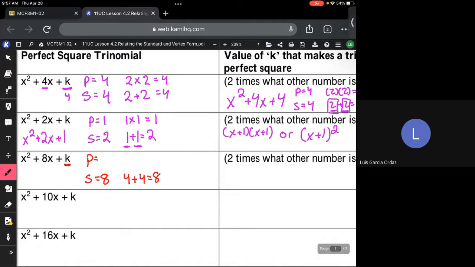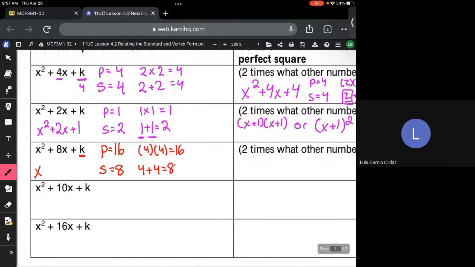Which means, what is my product going to be? Cynthia? Nope. Abby? 16, because I need to take those two 4s and multiply them together. So my product is 16, which means my trinomial is x squared plus 8x plus 16. If I were to factor this, what would my factored form look like? Olivia?